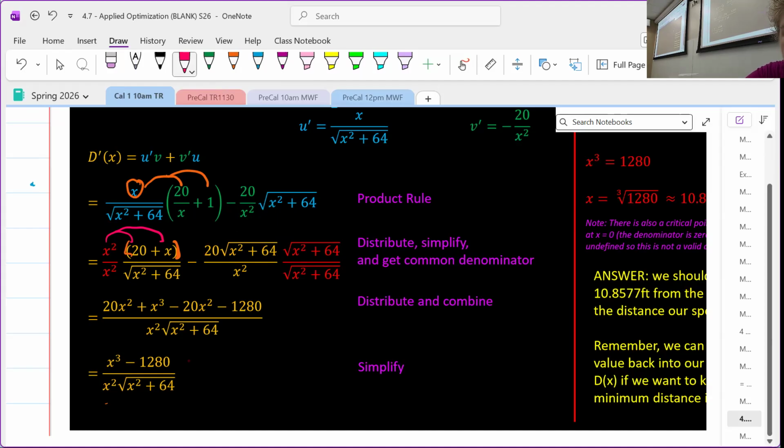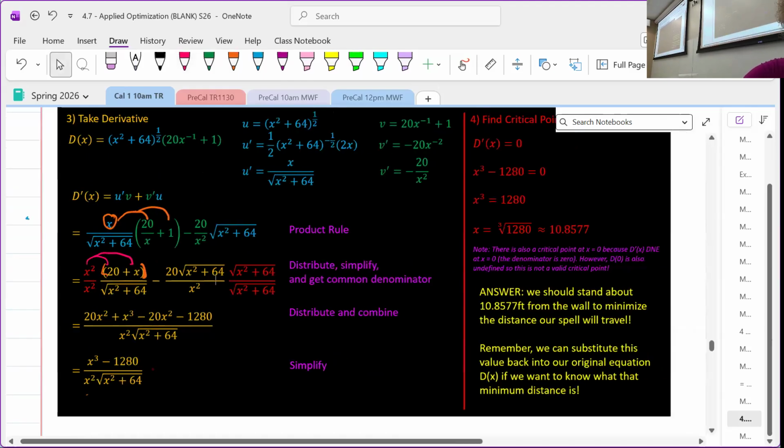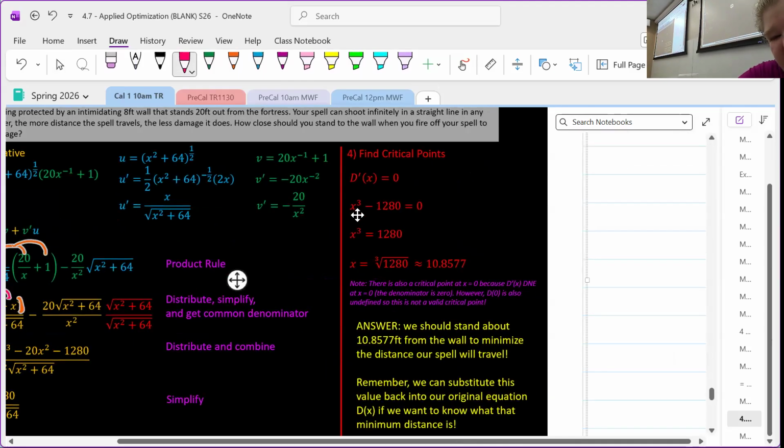When we set it equal to 0, when we solve for critical values of a fraction, we set the top equal to 0 and the bottom equal to 0. I did post these notes online, so you can pull this up and see all the work. You don't have to worry about copying it down. When we set the top equal to 0, x cubed minus 1280, we add the 1280 and we do the cube root, and we get approximately 10.8577.